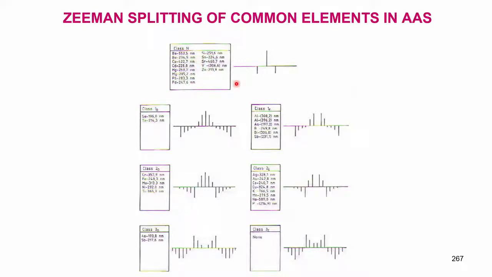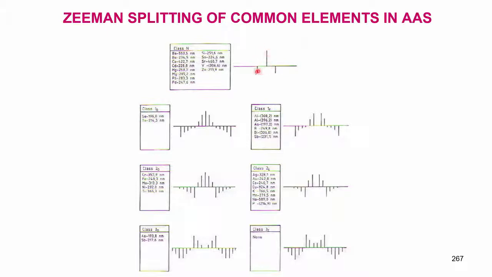Zeeman splitting of almost all elements has been studied for more than 100 years. So, you can also see we have here class 10, and then we have class 1F here, and then 2O, 20, 30, etc. These are different classes, typical notations for the Zeeman splitting. For example, if you see here selenium and tellurium, the Zeeman splitting will be occurring like this.